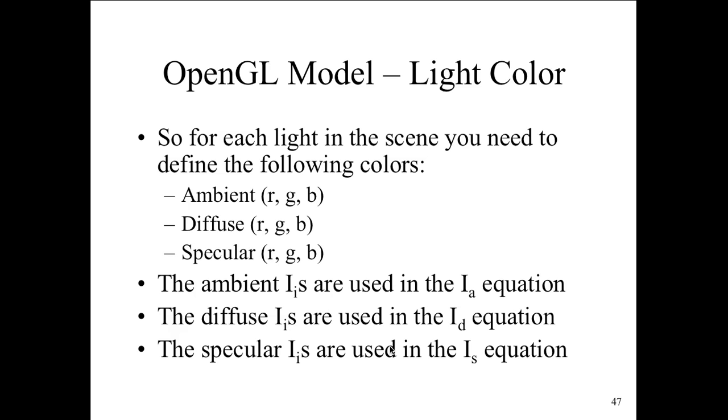We have the RGB scale that is defined for each one. So for each light source, you need to define the following colors: red, green, and blue for diffuse, for ambient, for specular. Ambient is used for the IA equation. One is used for the ID. One is used for the IS. It's basically the 3 components that are being put together.